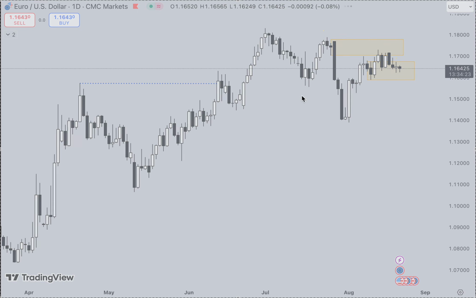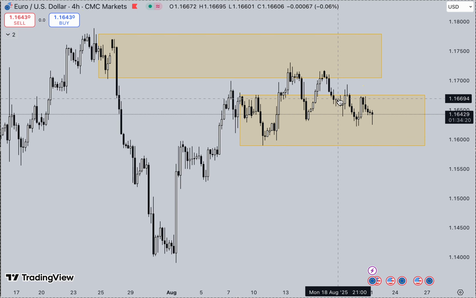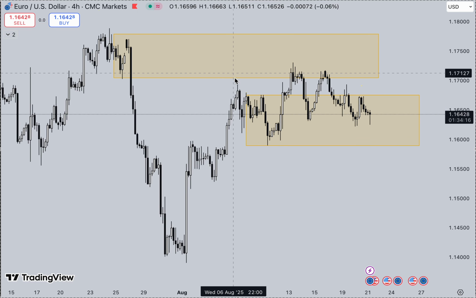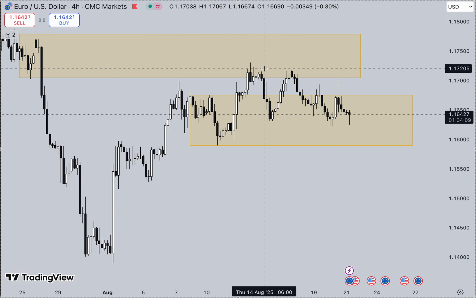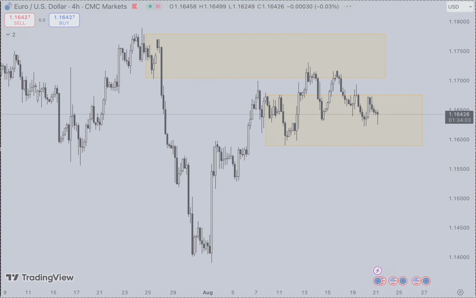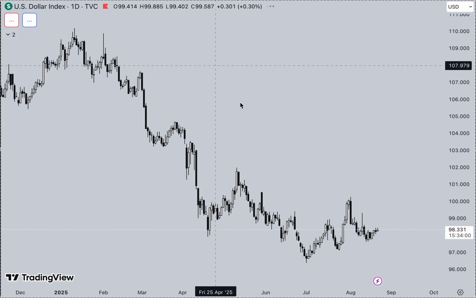If we go down to the 4 hour, you can see it's basically just consolidating within this range, from here to here. There's demand to this supply, so we just want to see which direction it takes and then we can go with it. If it's unclear, stay out. That's the golden rule.